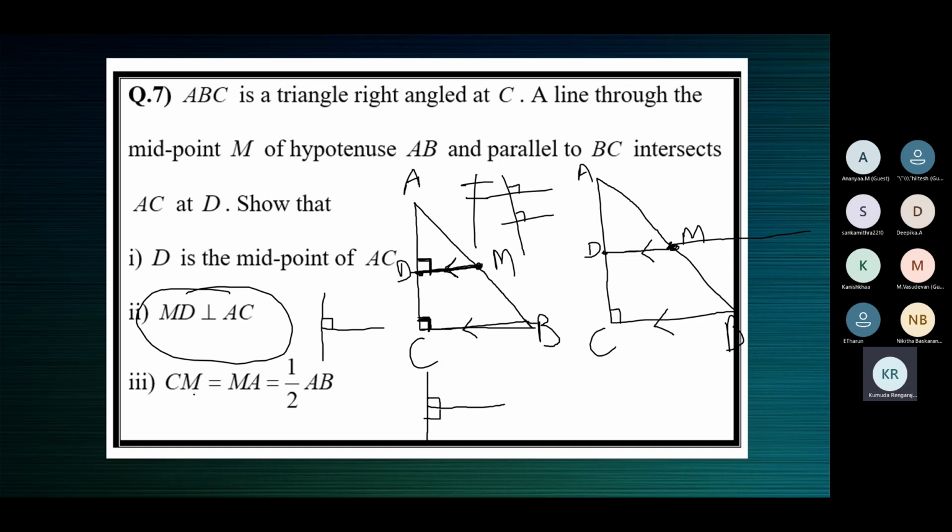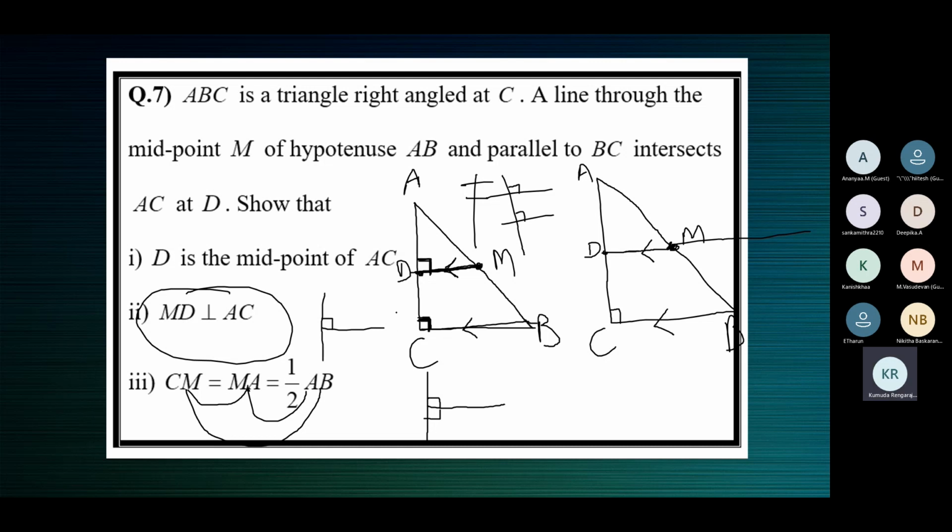Finally, we need to show that CM is equal to MA is equal to half AB. That means you must show that CM is half AB and MA is half AB. All the three are equal. You must show that CM is equal to MA, and each of them is equal to half of AB.